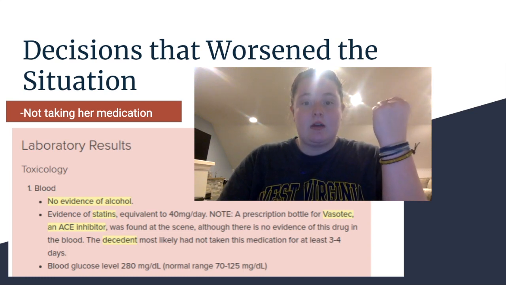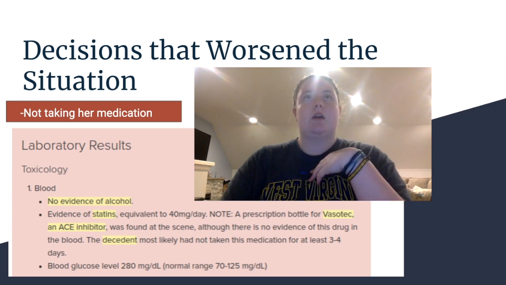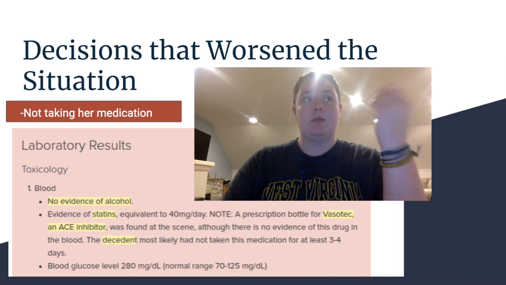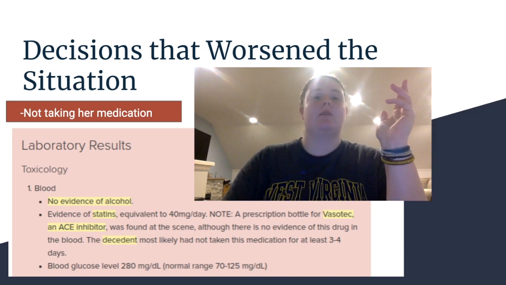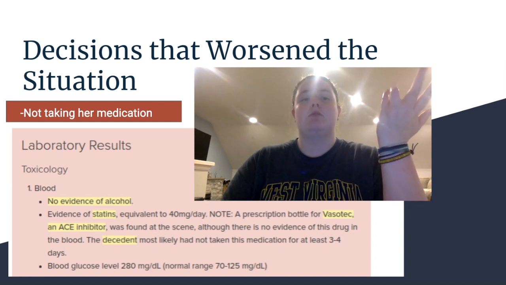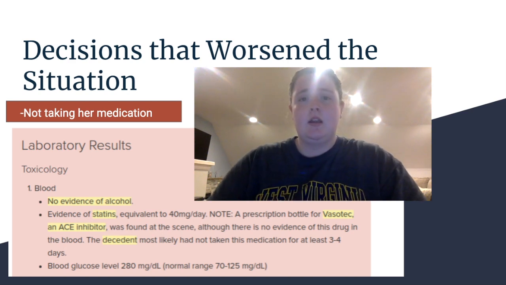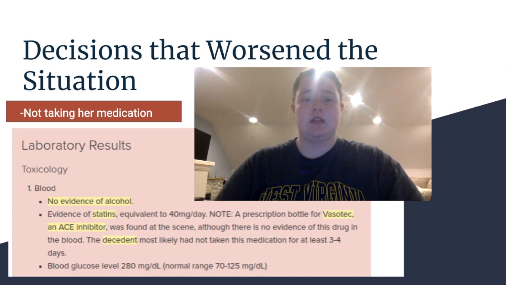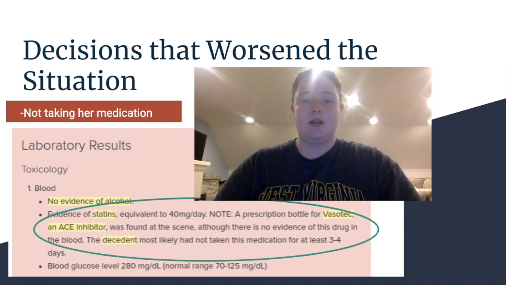So in her blood, there was no evidence of alcohol. However, it's been known that Anna drank, I believe, 3 cups of wine a day, and wine has a very high amount of sugar in it. So the fact that her body didn't have any traces of alcohol showed things that may have worsened the situation. So if there's no evidence of alcohol in her body, we kind of concluded that she wasn't taking her medication. Because of the ACE inhibitors and the statins that were found in her bloodstream as well, there was no evidence of the drug in the blood.